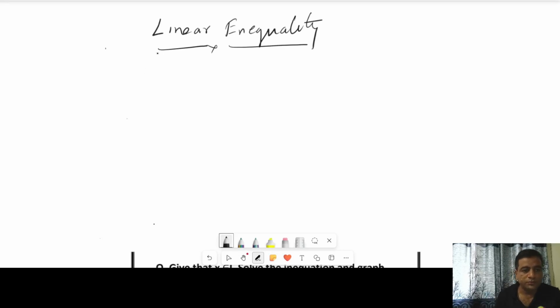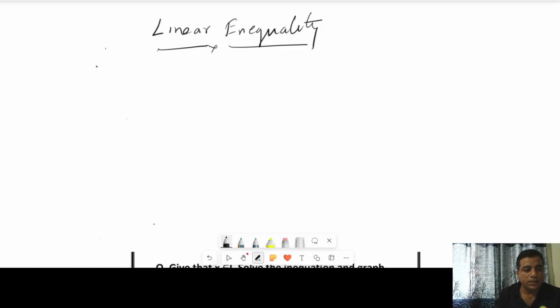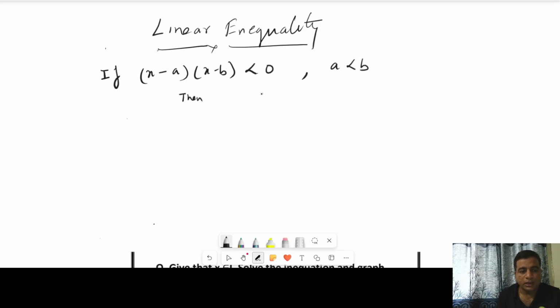Yes, students. I am starting today beyond the studied topic, linear inequality. The last concept of linear inequality is: if (x minus a)(x minus b) is less than 0, where a is less than b, then x lies between a and b.